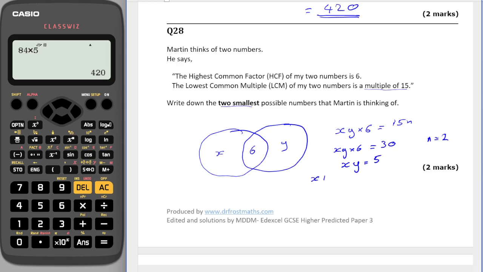So that's going to be either way around. x is either 1 or y is equal to 5, or the other way around, but it doesn't really matter. And then that's part of the number. So if that was 1 and that was 5, then the actual numbers would be 1 times 6, which would be 6, or 5 times 6, which would be 30. So those are the smallest possible numbers.